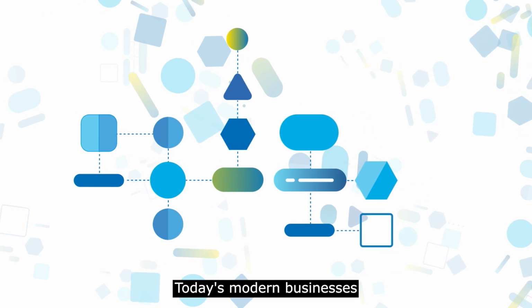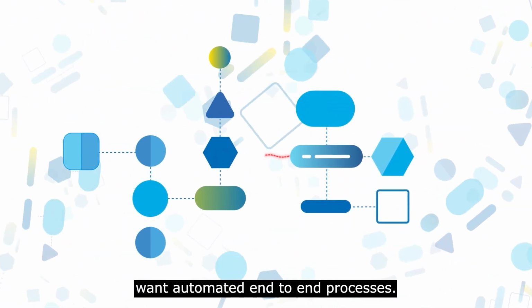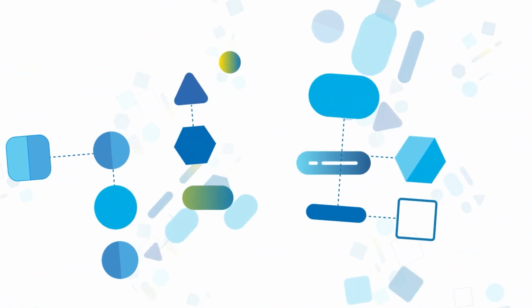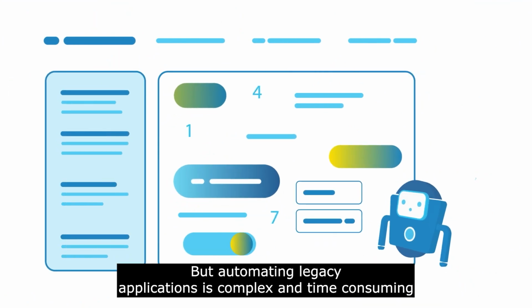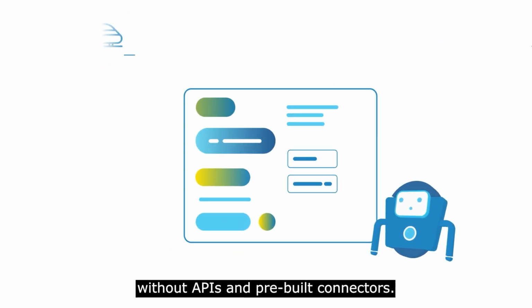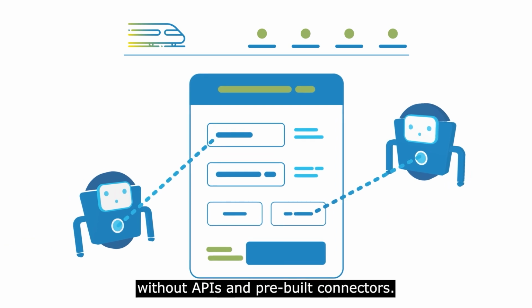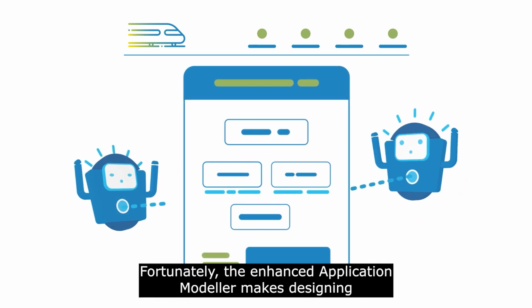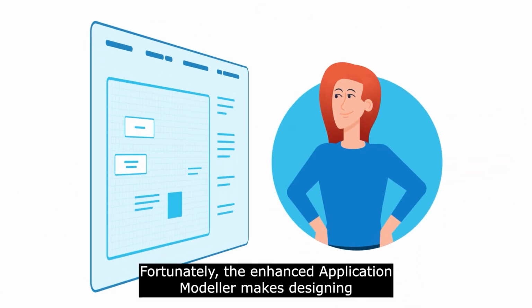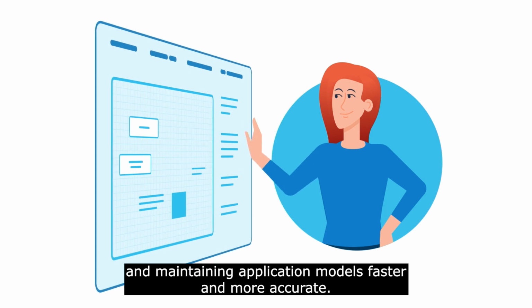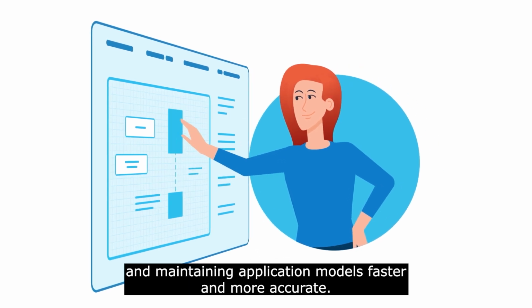Today's modern businesses want automated end-to-end processes. But automating legacy applications is complex and time-consuming without APIs and pre-built connectors. Fortunately, the Enhanced Application Modeler makes designing and maintaining application models faster and more accurate.